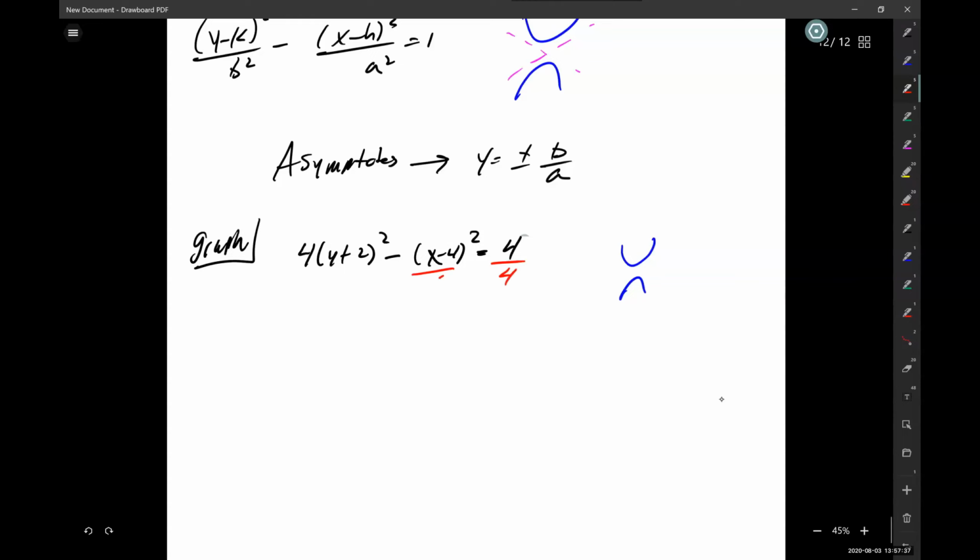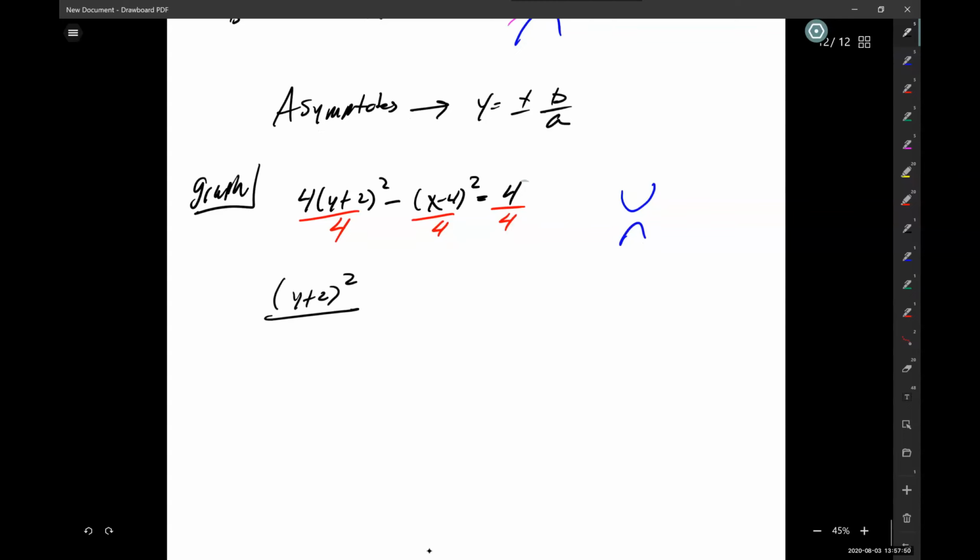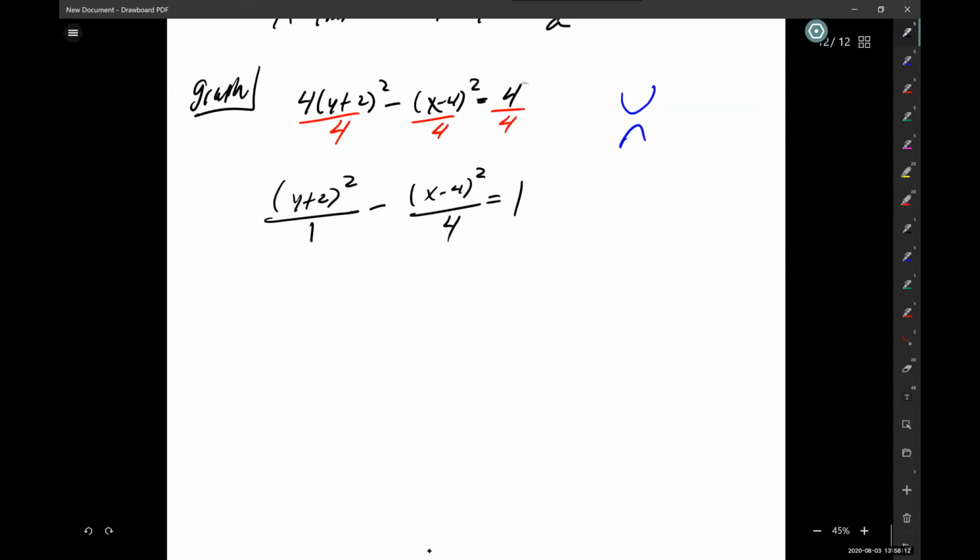I would divide everything through by 4. You always want that right-hand side to equal 1. That's going to give me (y plus 2) squared over, well, 4 by 4 cancels out, but remember, we always want a denominator. So if you do have it perfectly cancel out, we're always going to have this denominator of 1, minus (x minus 4) squared all over 4 equals 1. All right, so now we are set up to graph this out.